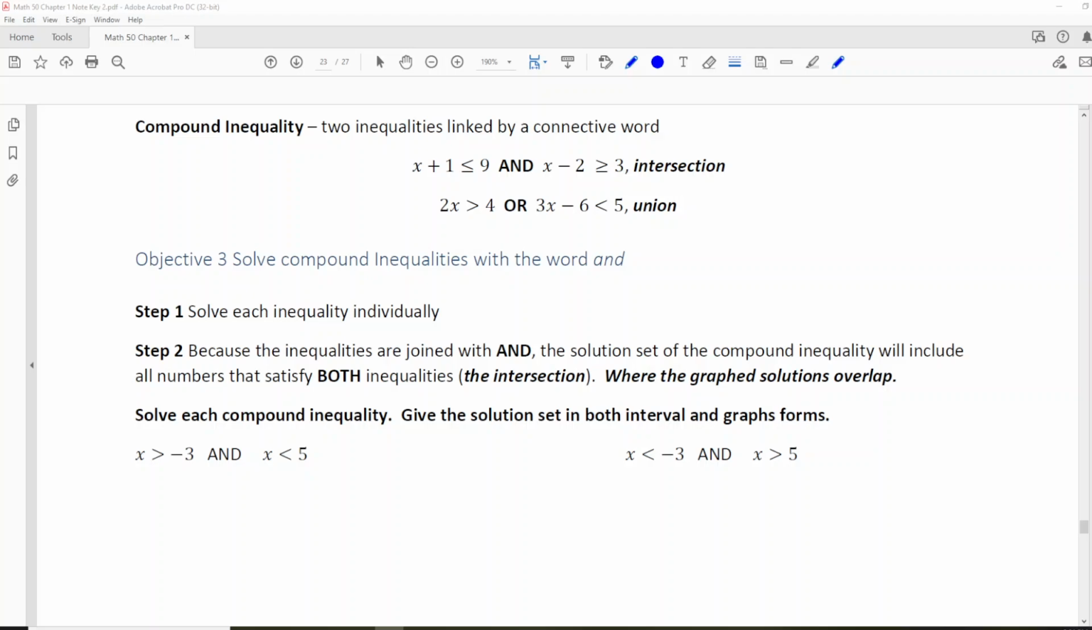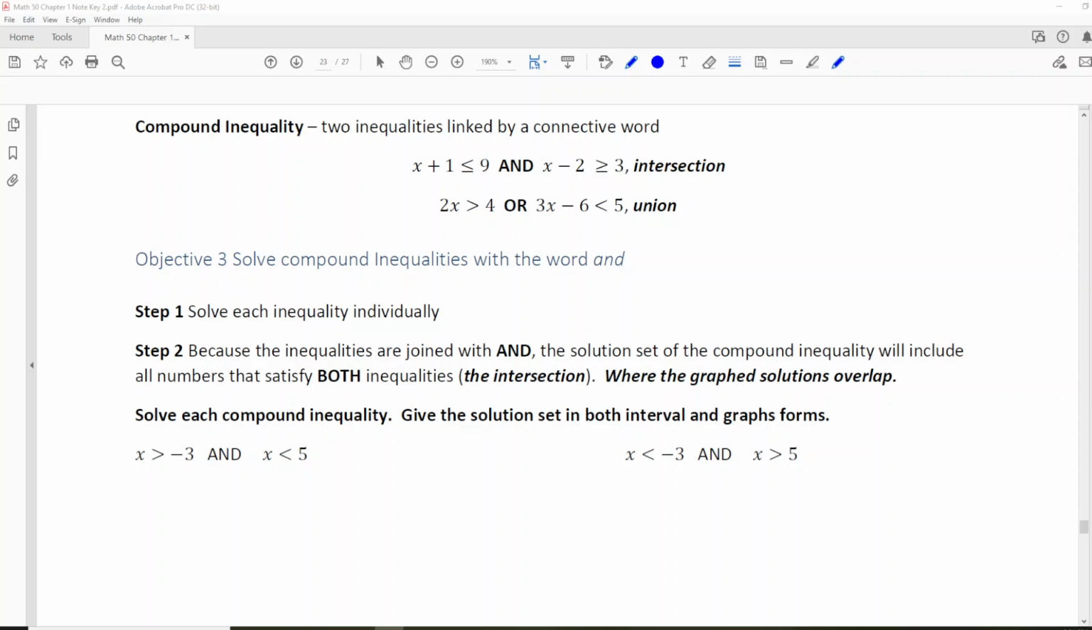All right, so now let's move on to compound inequalities. What we just looked at was the intersection and the union of sets. Now what we want to look at is the intersection and the union of inequalities. They call them compound because it's two inequalities that we're going to use together.